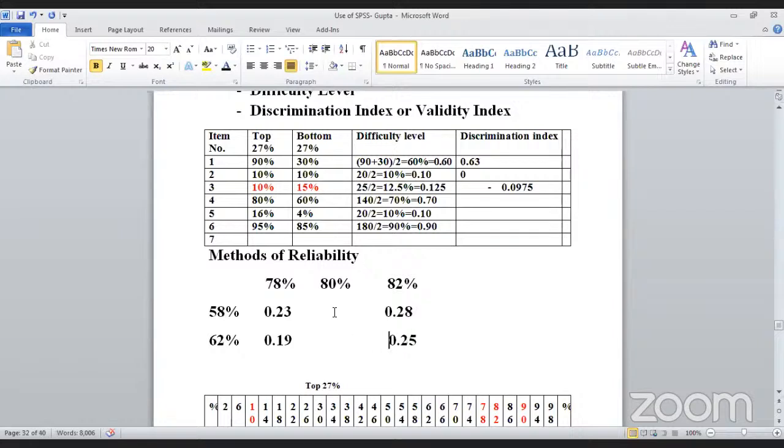This is 80. Now how will I find 80? The difference between 78 and 82 is 4. And when the difference is 4, the difference in the value is 0.05. And when the difference is 1, then you can find it out. Because 78 and 80 have a difference of 2, what is the value here? So let me calculate.